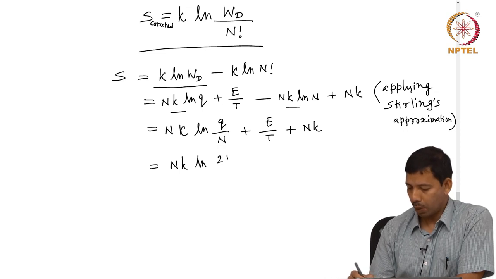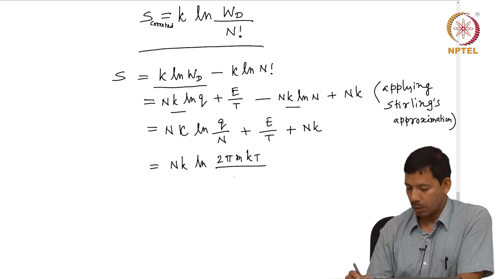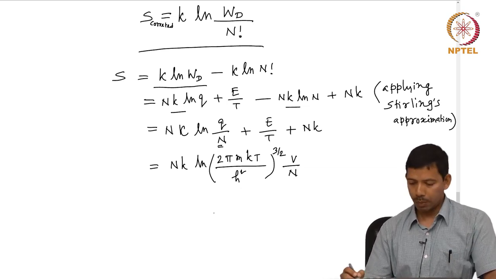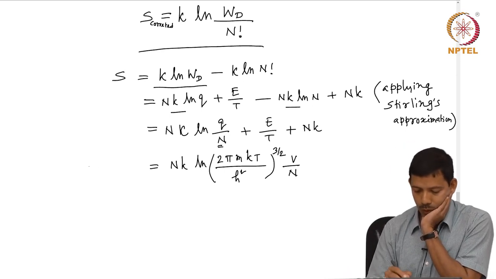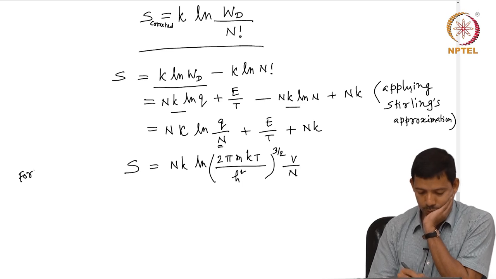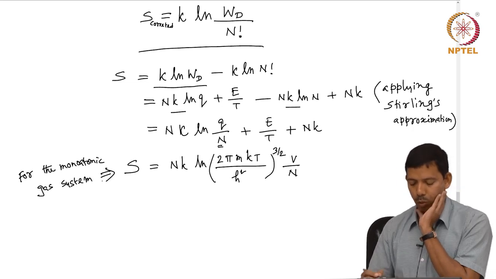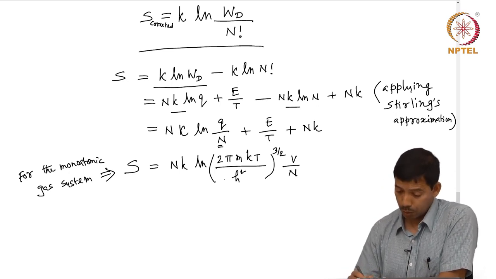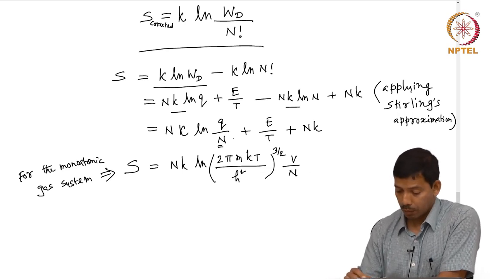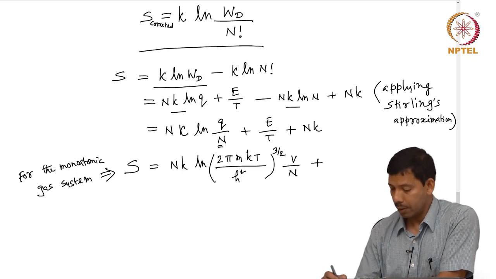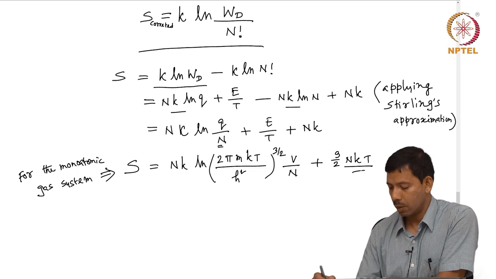Q was (2 pi m k T divided by h square) to the power 3 by 2 times V divided by this n. Right, so n k ln of (2 pi m k T by h square) to the power 3 by 2 V by n. So this is for the monoatomic gas system that you considered. For the monoatomic gas system, this is entropy, n k ln (2 pi m k T by h square) to the power 3 by 2 V by n, and then E is nothing but 3 by 2 n k T, and then we have a T here, plus n k.